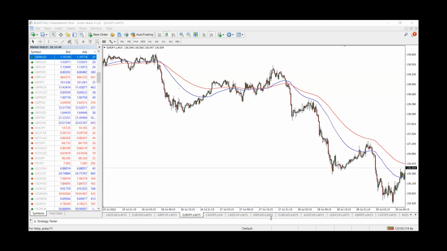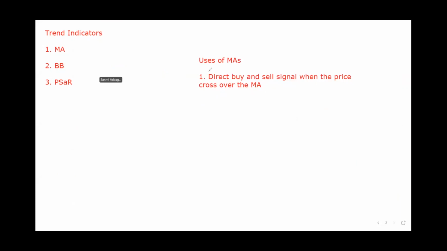So apart from the crossovers, which other ways do people make use of the moving average? Number 2, they are used to determine the trend.